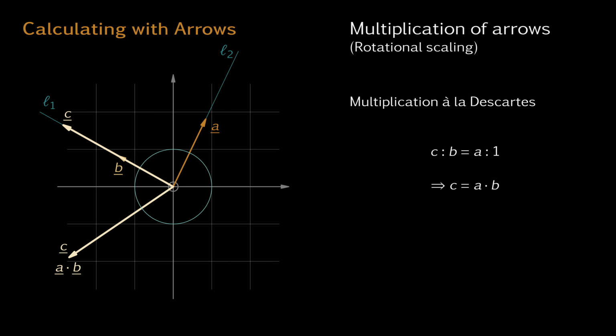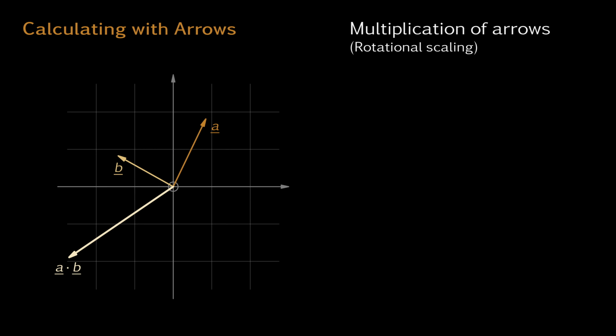Since C now points in the direction of B, we have to add the angle of A. We take the chord to A on the unit circle in the compass and add it to B. Finally, we turn our arrow C in this direction, which gives exactly the same result as before.